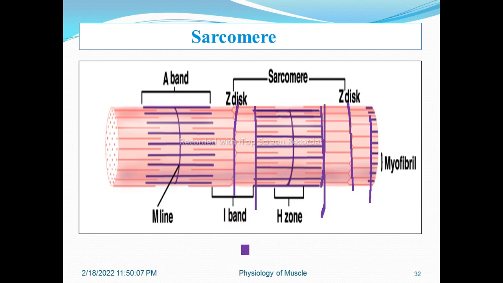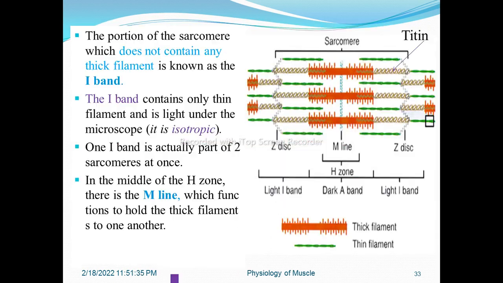So now we have seen M line, I band, A band, H zone, and Z disc or Z line. What is thin filament, thick filament? The portion of sarcomere which does not contain any thick filament is known as I band. So only thin filament is I band. It is known as isotropic, that means it is light. One I band is actually part of two sarcomeres at once.